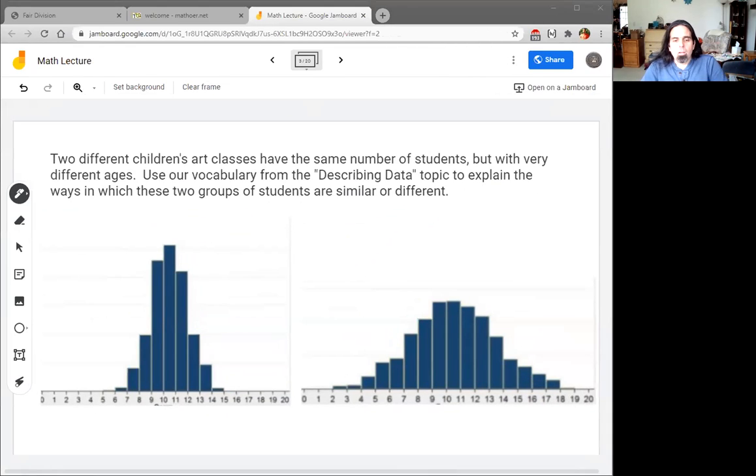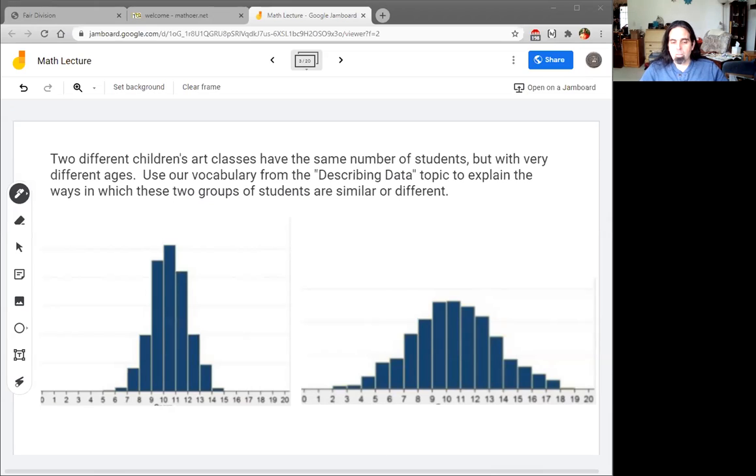So there are two histograms. Two different children's art classes have the same number of students, but with very different ages. So try and use all the vocabulary we know to explain the ways in which these two groups of students are similar or different. If you need to have done a problem in class for the achievement or just want to, then unmute and call out.